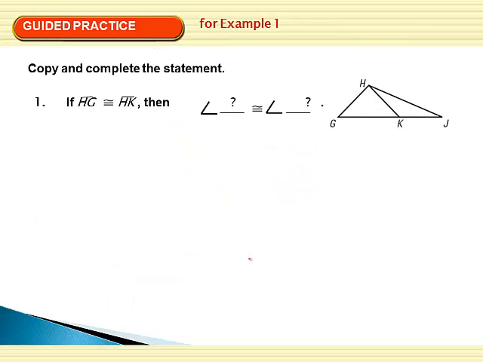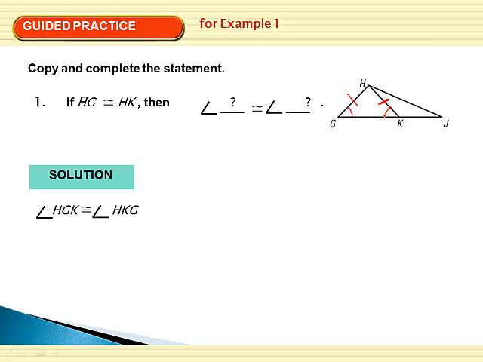So, copy and complete each statement. This is pertaining to the base angles theorem. So if I see that HG is congruent to HK, what two angles are going to be congruent? Well, in this figure, I label HG, I label HK. Since I know that these two sides are congruent, that means I can conclude that this angle is congruent to this angle because of the base angles theorem. So, solution is angle HGK is going to be congruent to angle HKG, and that's by the base angles theorem.